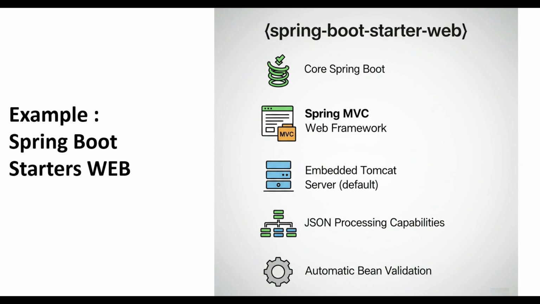Now, in short, if you see the web dependencies, it is going to have the core Spring Boot environment related things. It is going to configure the Spring Boot framework for your web development. It is going to embed Tomcat. It is going to have the JSON capability for processing that, and then the automatic bean validation is going to be taken care of over here.